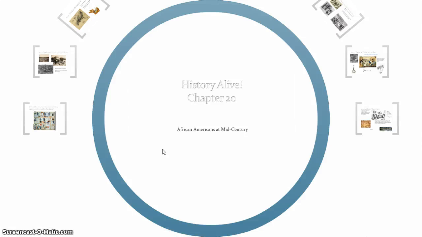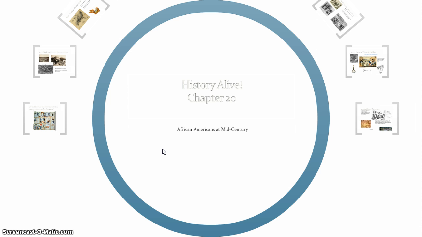All right, ladies and gentlemen, here we are, chapter 20. The subject being the African Americans at mid-century. So we're talking about really the 1840s to the 1860s. In 1860 really being the beginning of the Civil War, which ultimately reflects the institution of slavery and why that war was fought. So here we go.